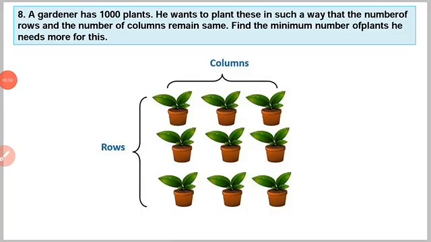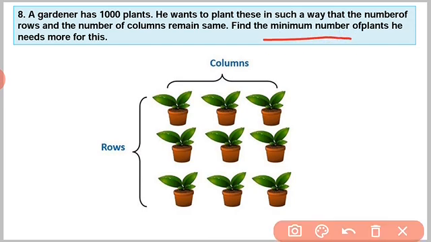Question number 8. A gardener has 1,000 plants. He wants to plant these in such a way that the number of rows and the number of columns remain the same. Find the minimum number of plants he needs more for this. So let us understand by an example.